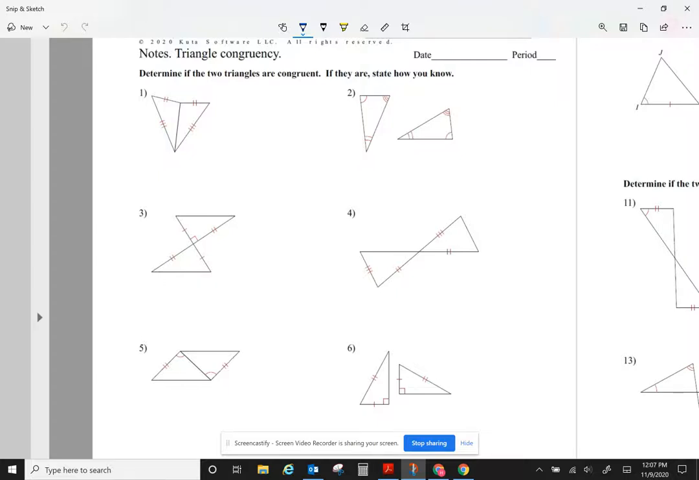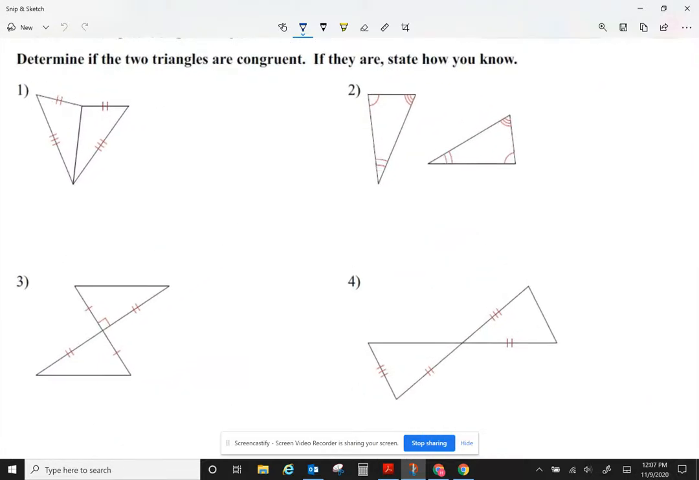For our first homework, we're going to call this side, side, side, side, angle, side, and side, side, angle. What I mean with side, side, side is that I need three sides of each triangle marked. So I'm going to mark all three sides. That's what I mean with side, side, side, that I need all three sides marked.